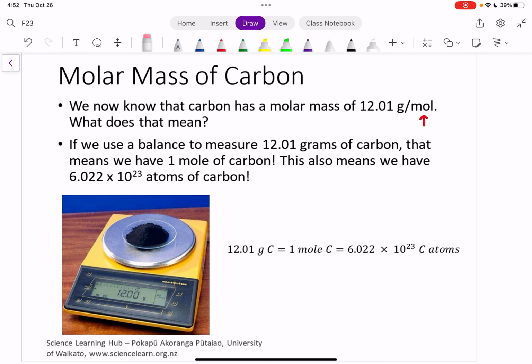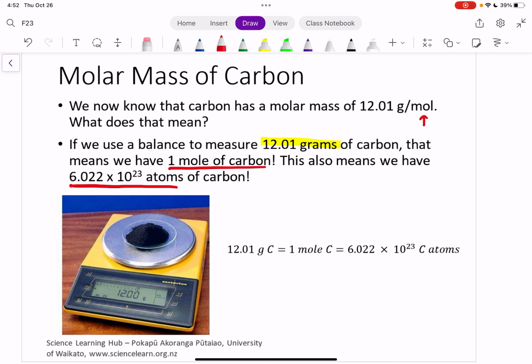So if we use a balance to measure 12.01 grams of carbon, that means we have 1 mole of carbon, right? Because carbon's molar mass is 12.01 grams per every 1 mole. Remember, there's an invisible 1 there. So if we have 1 mole of carbon, that weighs 12.01 grams. It also means that 1 mole of anything is 6.022 times 10 to the 23rd atoms of that thing. 1 mole of carbon is 6.022 times 10 to the 23rd atoms of carbon.